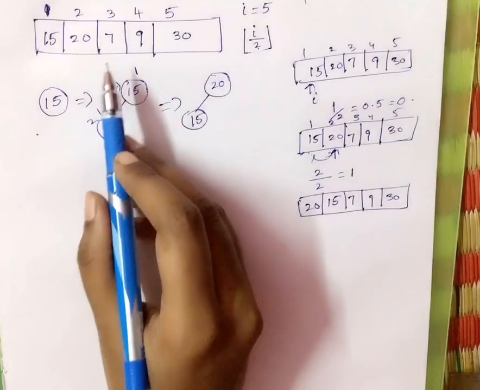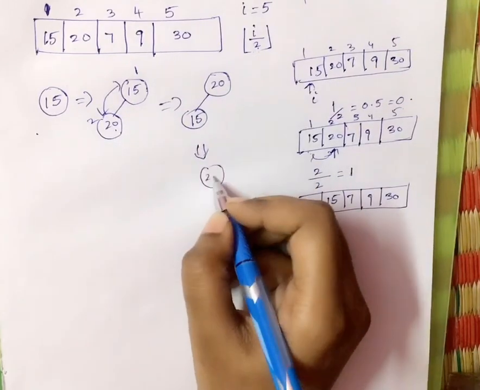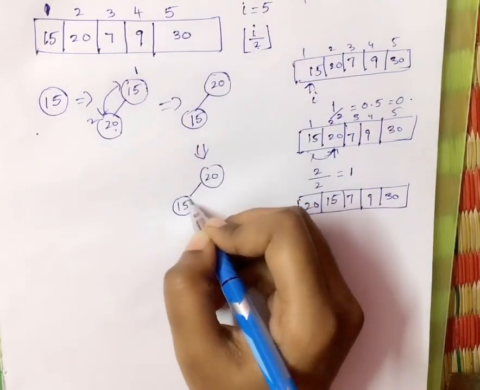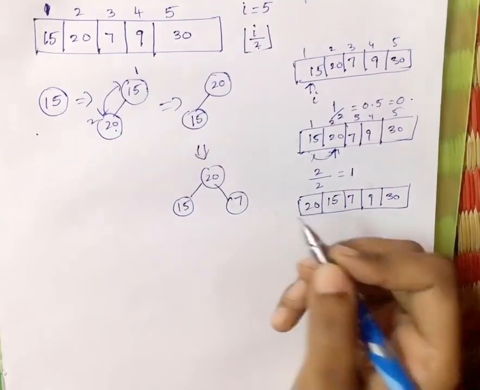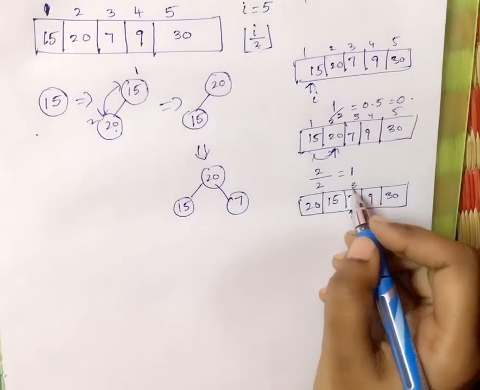Next I am going to insert the value 7. After inserting the value 7, we have 20, 15 and 7. Now again I am going to check. The I value is at position 3.